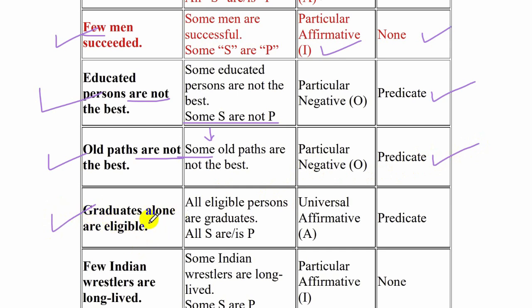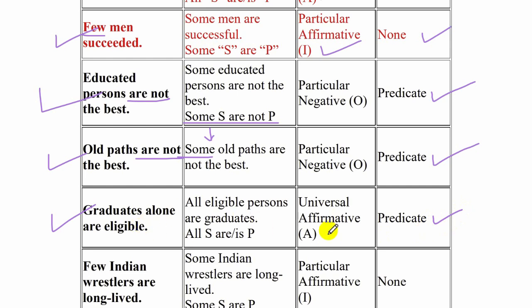Graduates alone are eligible, means all graduates they are talking about. Graduates alone are eligible, means all eligible persons are graduates. As I earlier told you, when they don't state the quantity, you have to assume they are talking about all. All eligible persons are graduates. All S are P. It's a universal affirmative A type proposition, and its distributed term is the predicate.